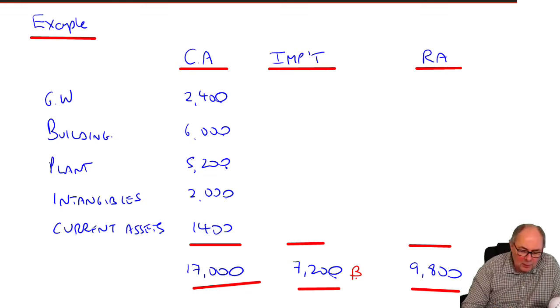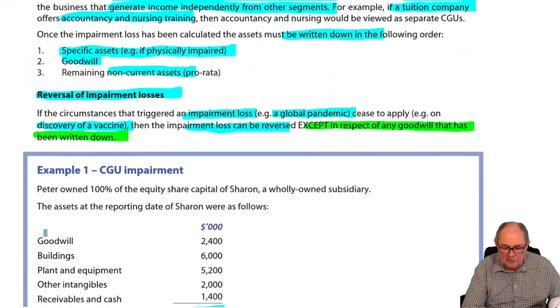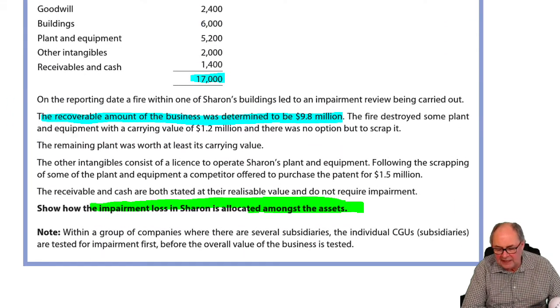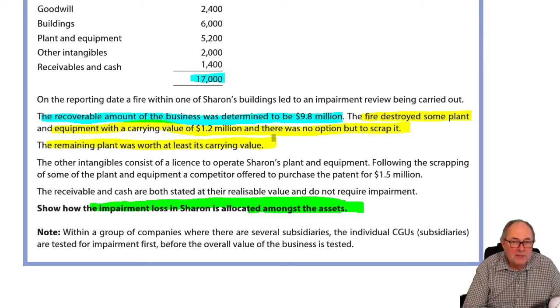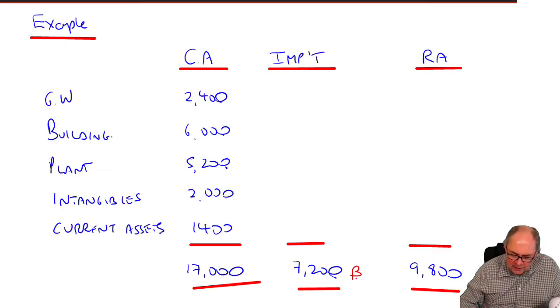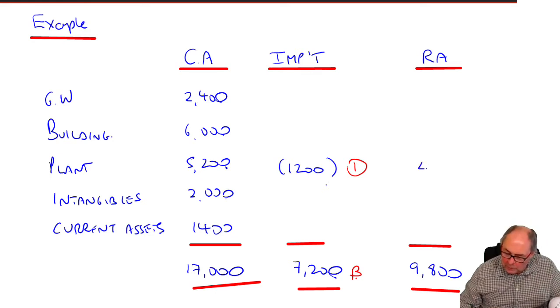And then remember the pecking order as to who gets written down first. The first thing that gets written down is assets that are obviously impaired, particularly the building, which has been... is it the building? No, it's the plant. Let's just see what's been obviously impaired on the plant side, I'll highlight this in yellow. 1,200 has been destroyed and the rest was worth its carrying value. So I'm dealing with the plant first. I know that the write down on plant is 1,200. There's no point in writing stuff down below the value at which you could sell it anyway. So I'm going to take 1,200 off the value of the plant. Let me number that as number 1. So the revised carrying amount of the plant is therefore going to be 4,000.